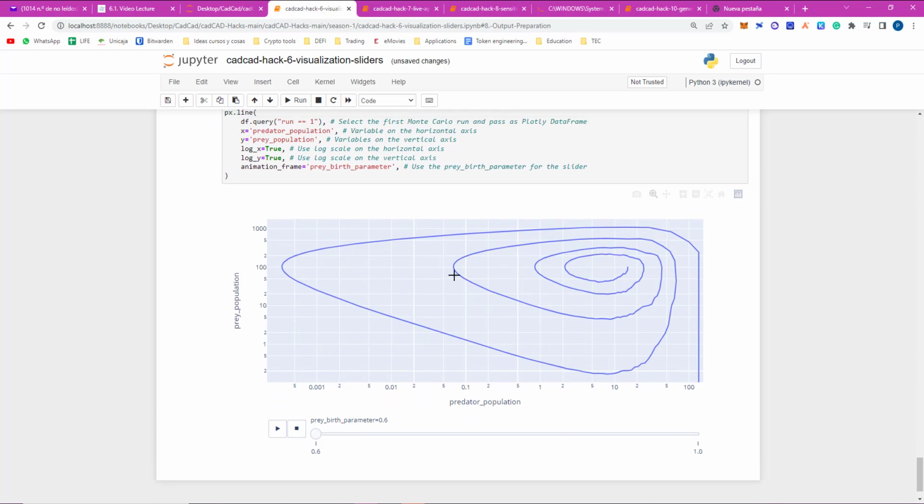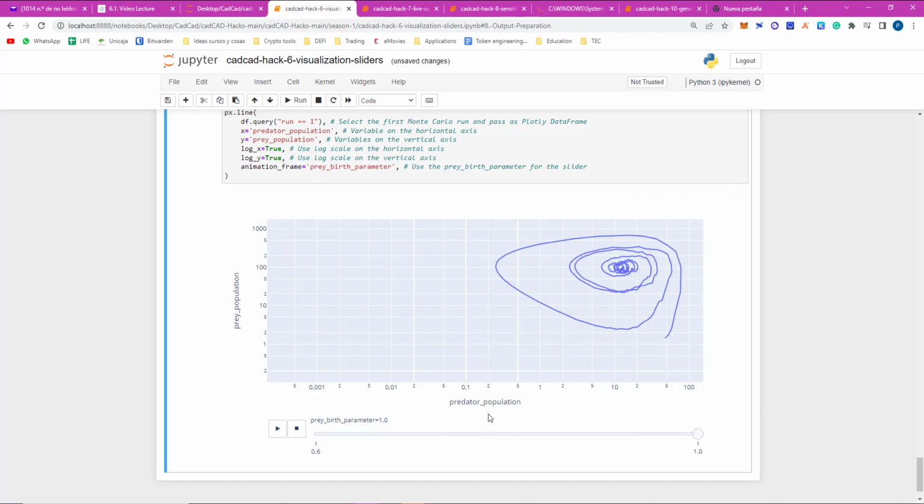For example, here it is way more relevant, because instead of using the runs, it uses the parameter sweep. It checks the prey birth parameter from 0.6 to 0.1, and you can see that by incrementing the prey birth parameter, you get a way higher frequency plot, in terms of way more seasons of prey population. So that's the only thing.